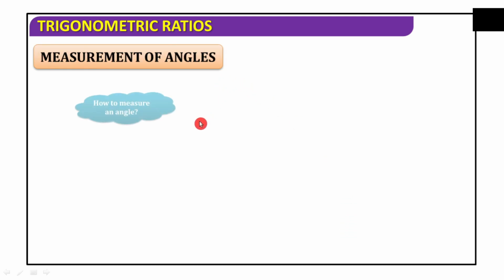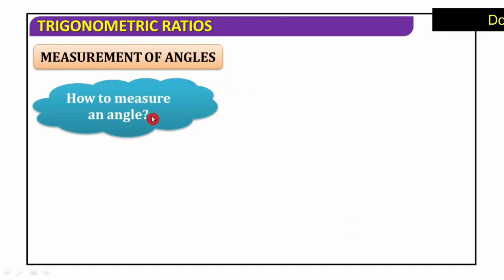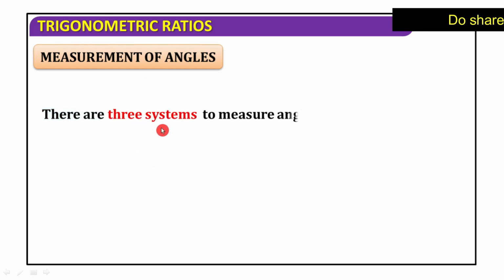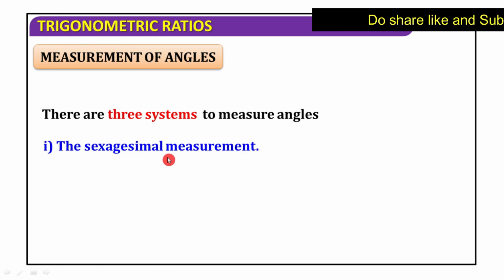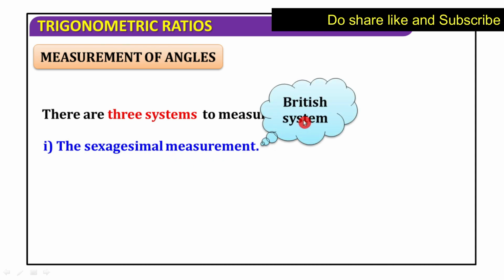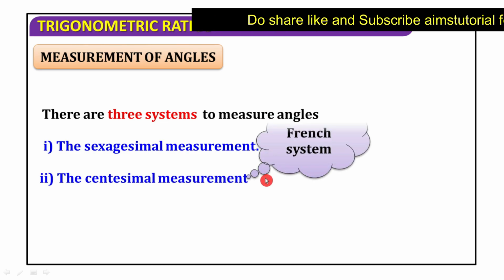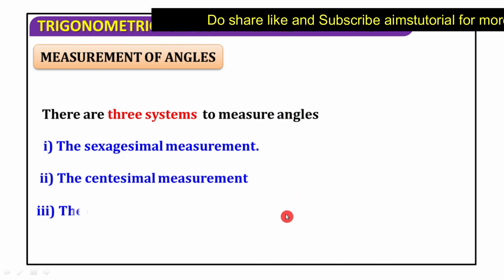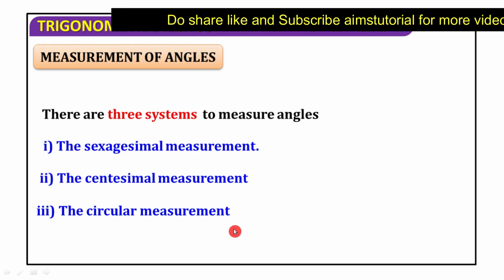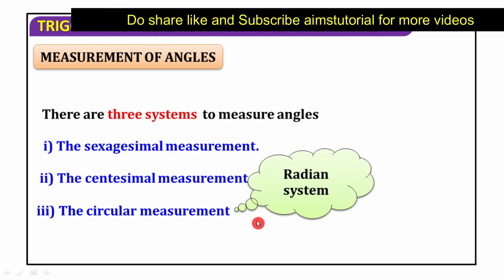Measurements of angles. How to measure an angle? There are 3 systems to measure angles. The sexagesimal measurement is called the British system. The centesimal measurement is called the French system, and the third one is circular measurement or radian system.